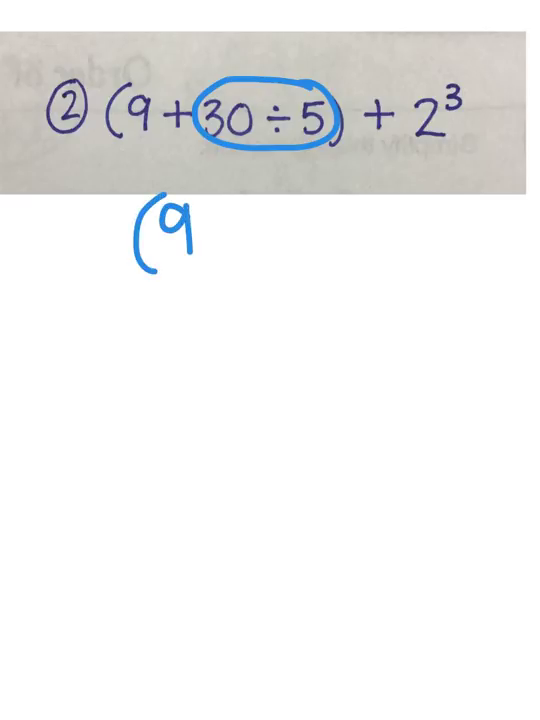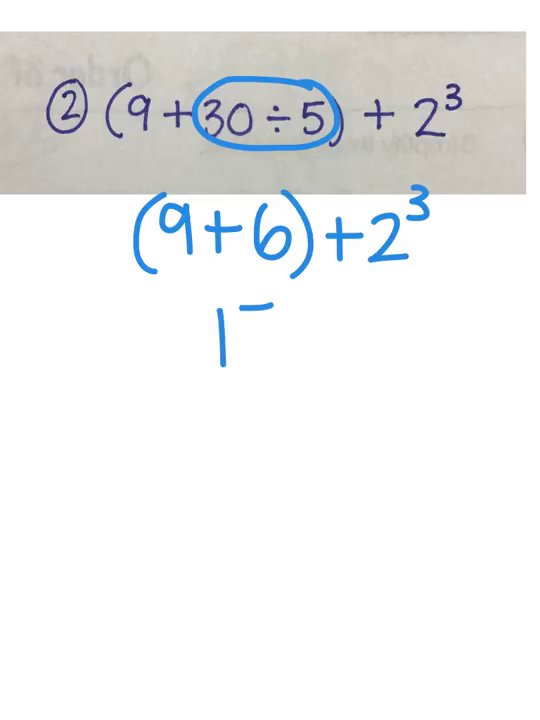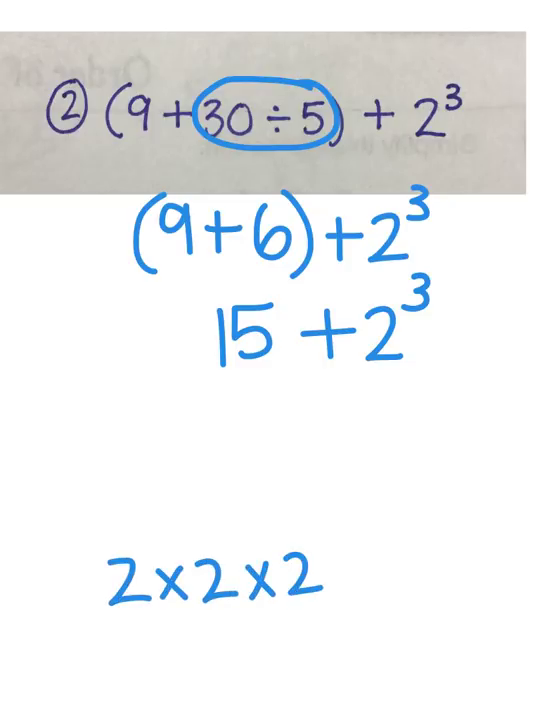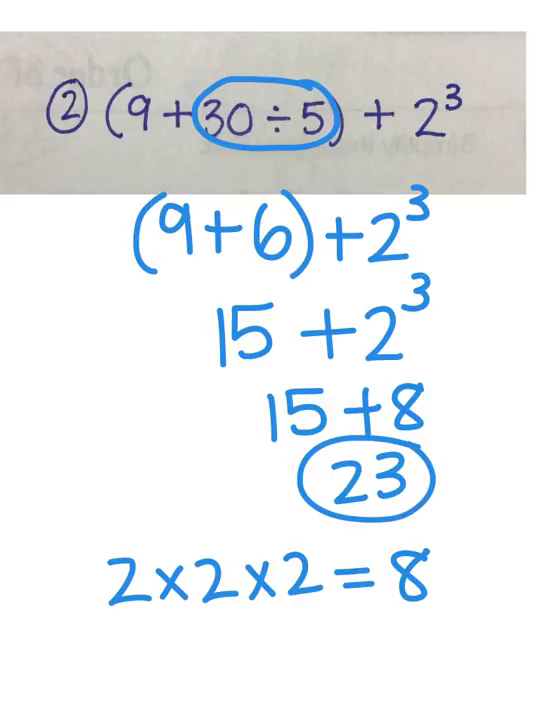Bring down our parentheses, bring down our 9, plus 30 divided by 5 gets us 6. And we can bring down the rest of the problem. Inside our parentheses, we still have 9 plus 6, which gets us 15. Bring down our plus sign, bring down our 2 to the third power. Now we can complete 2 to the third power, which if you remember from exponents is 2 times 2 times 2, which should get us the answer 8. So back up to our problem, we have 15 plus 8, which gives us a final answer of 23.